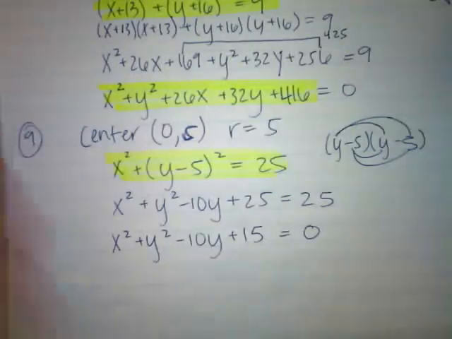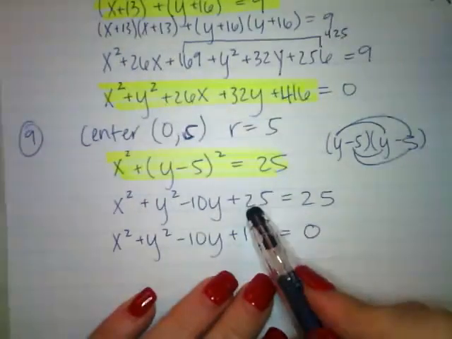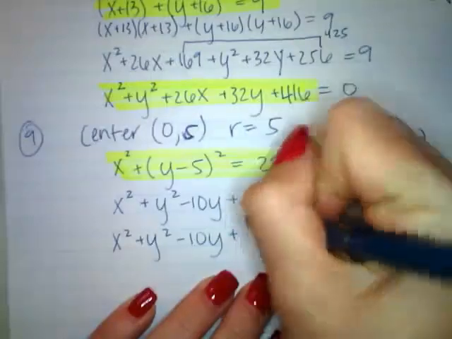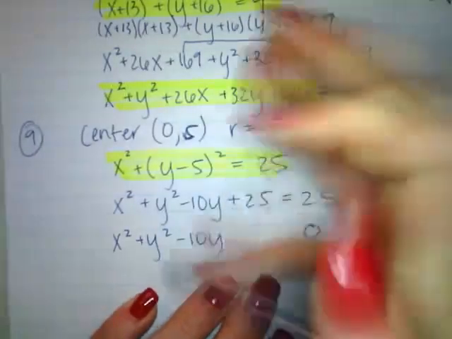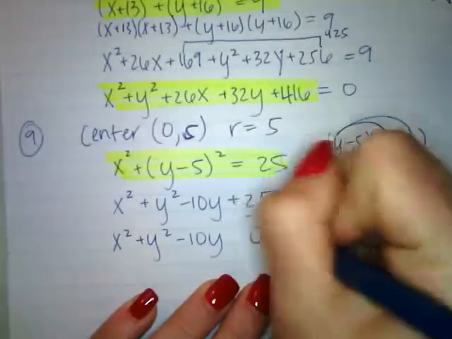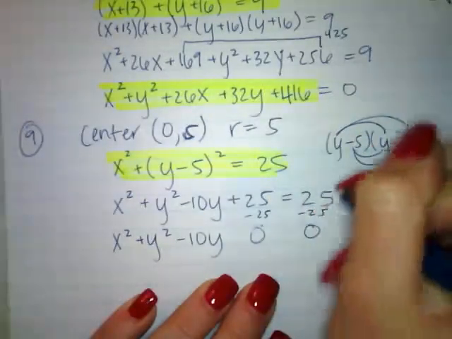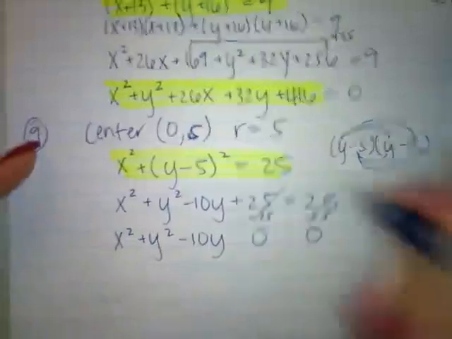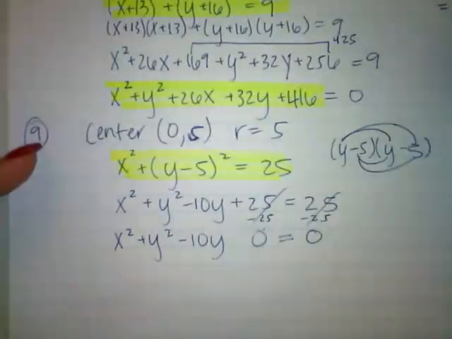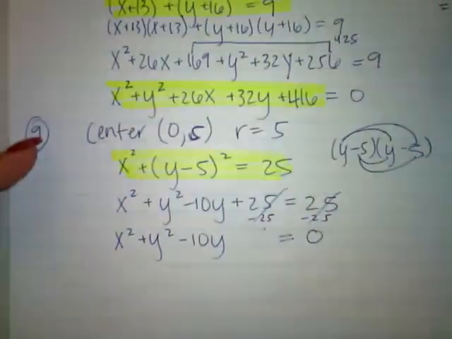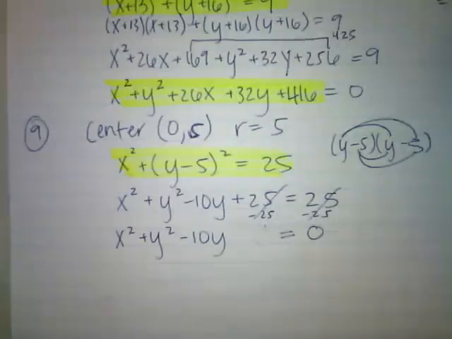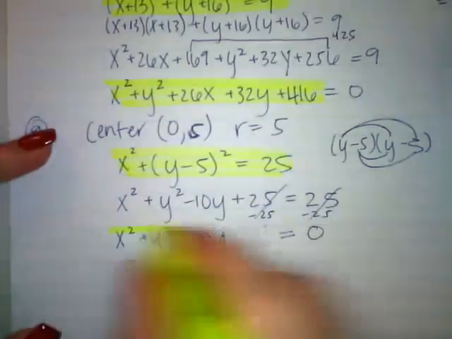Oh, I don't know what I did. I read that as a 15. Let's do 25 minus 25, which is 0. My bad, guys. All right, so my final answer, this plus 0 is not necessary to write. So here's the general form.